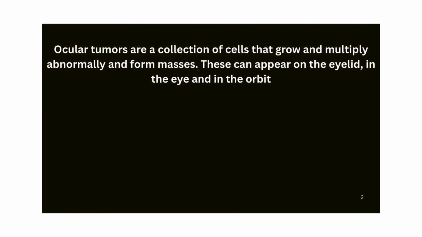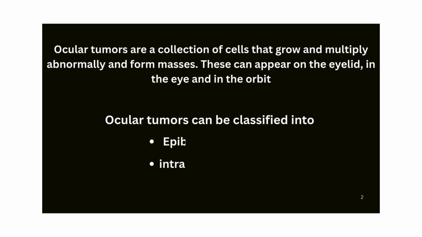Ocular tumors can be defined as a collection of cells that grow and multiply abnormally and form masses. These can appear on the eyelid, in the eye and also in the orbit. Ocular tumor can be classified into epibulbar tumor and intraocular tumor.